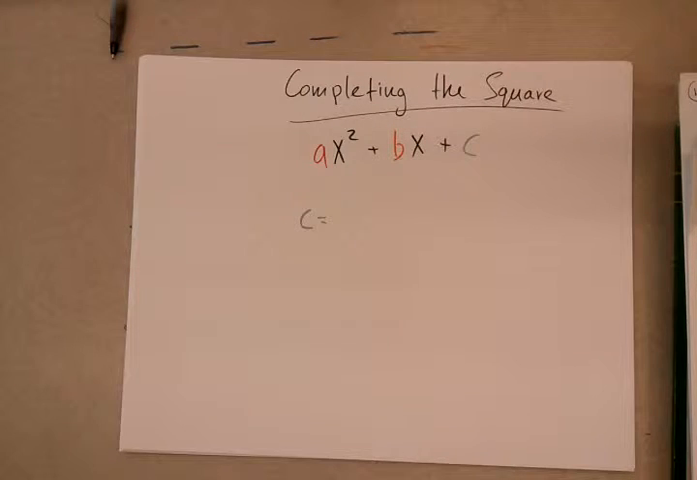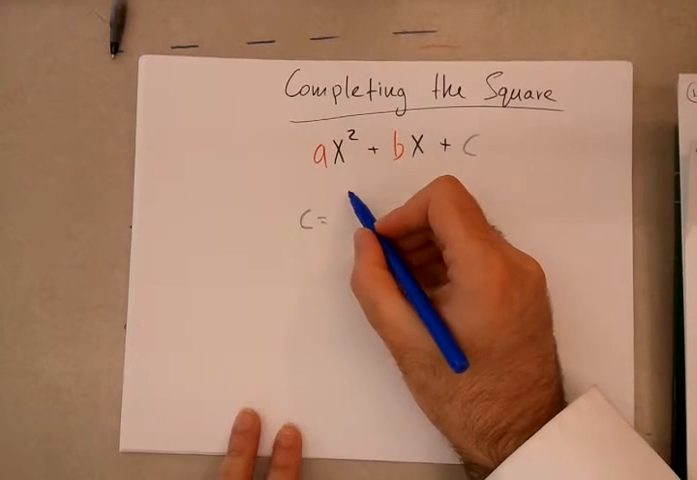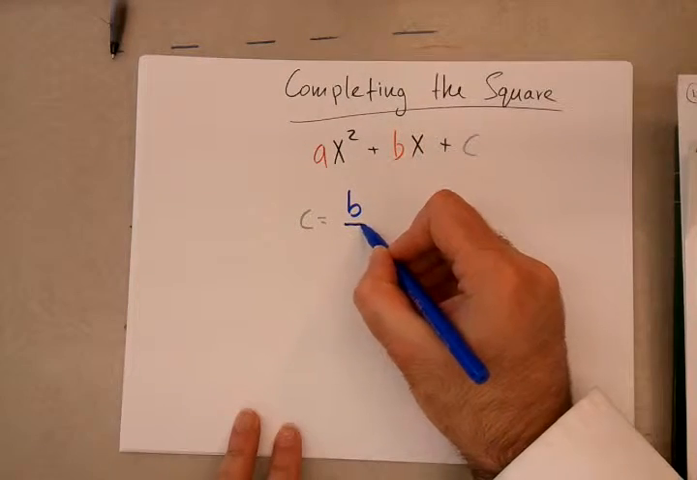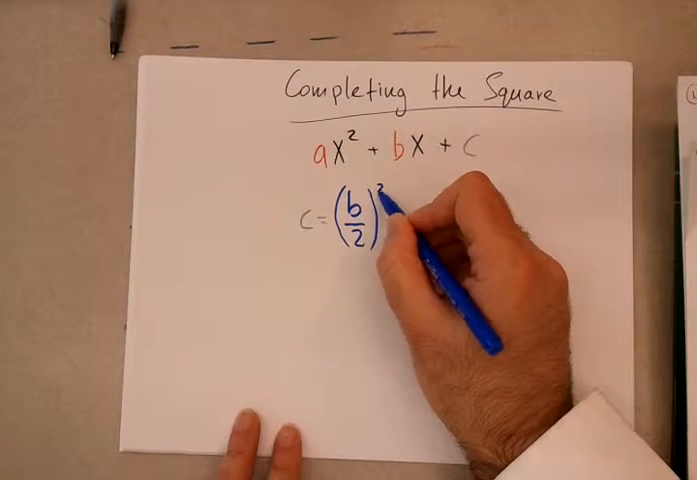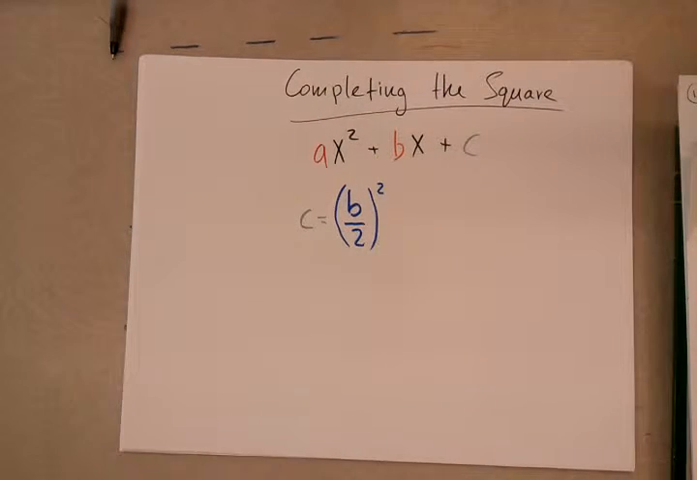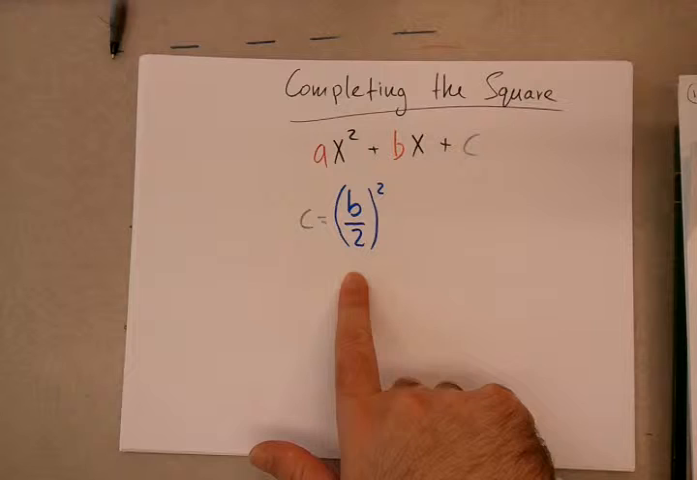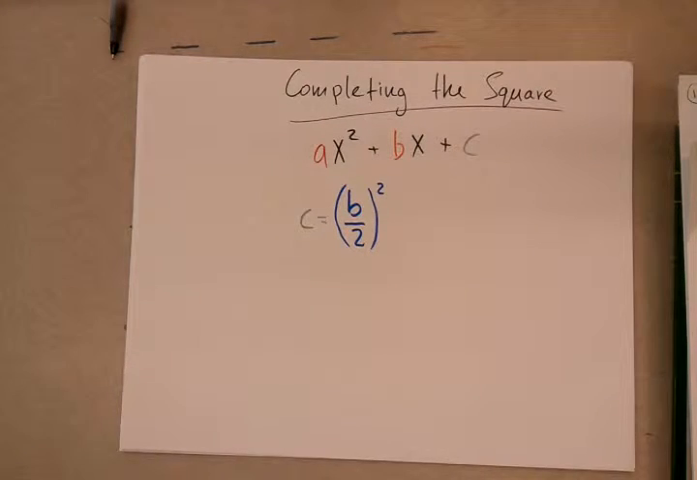To find c, you take b, which is the coefficient in front of the middle term, you divide it by 2, and then you take the square of that all. And that will be your new c. So if the c is missing but you know what the b is, you can take that b, divide it by 2, and then take the square of that entire number, and you will get your c. So let's do a practical example of this.